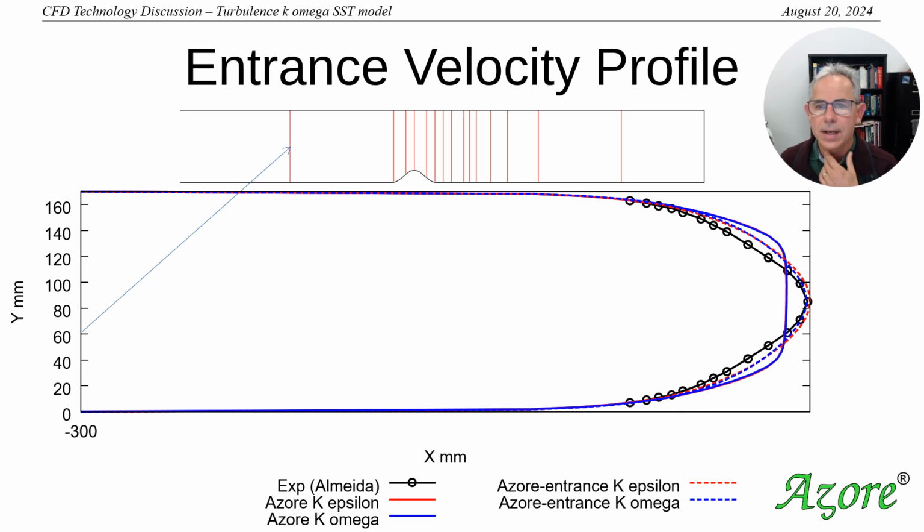And so what I've done here is we've run this in Azore, and now the red and black lines are all by Azore, but the dotted lines, rather than referring to the Fluent predictions, now refer to the prediction with the increased distance on our entrance right here.